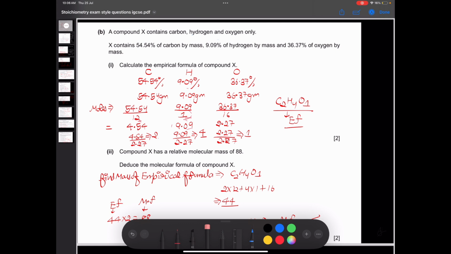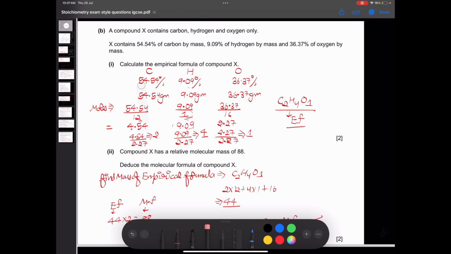Now, for these type of questions, there are multiple methods out there. I'll tell you the simplest one, and it just needs three steps. Three steps, and you will be done with the question. Step number one, write the given percentage in grams. 54.54%, 54.54 grams. 9.09%, 9.09 grams. 36.37%, 36.37 grams. Why are we doing this? Because if you see, all the three percentages add up to be nearly 100%. That is why. So step number one done.